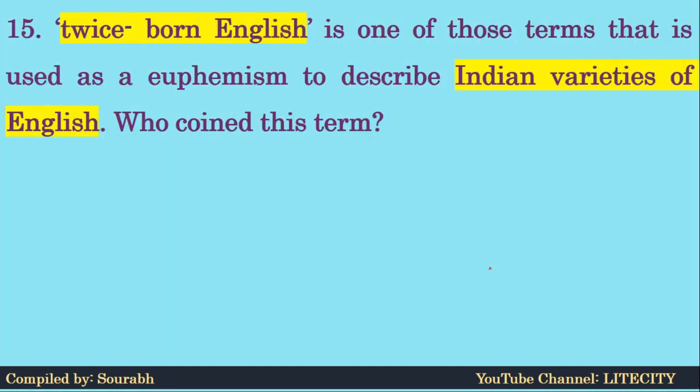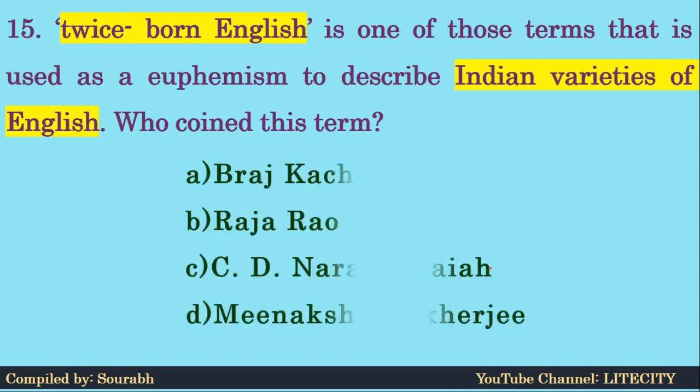Our next question, twice born English is one of those terms that is used as a euphemism to describe Indian varieties of English. So who coined this term? Your options: Braj Kachru, Raja Rao, C.D. Narasimha, or Meenakshi Mukherjee. Let me tell you, Braj Kachru we have already discussed. Raja Rao also, for example, in the preface of Kanthapura, has very beautifully described the dilemma of an Indian writer writing in English, when he says that it is not a language of our emotional makeup but rather a language of intellectual makeup.